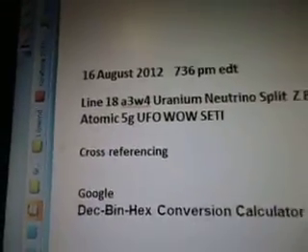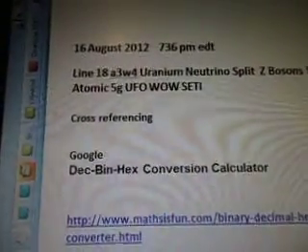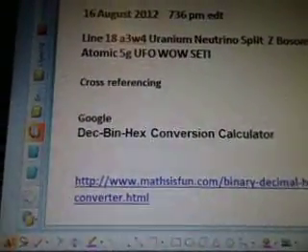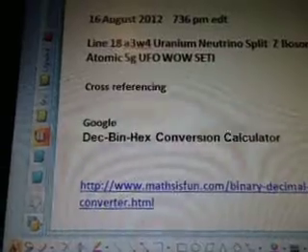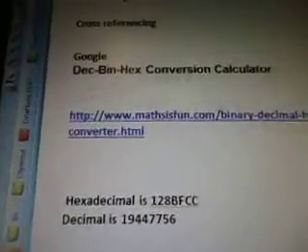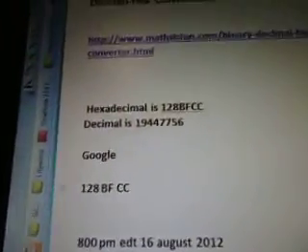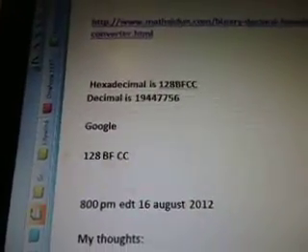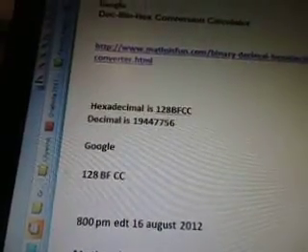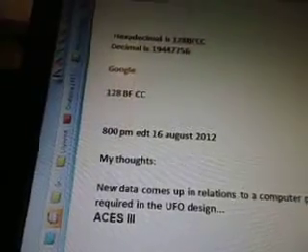Line 18A3W4, uranium neutrino split Z bosons, weak atomic 5G UFO WOW SETI, cross-referencing. I'm going to Google the Dec-Bin-Hex conversion calculator and www.mathisfun.com. It comes up there. So the hexadecimal is 128BFCC. The decimal is 19447756. So I'm going to Google 128BFCC and separate it.